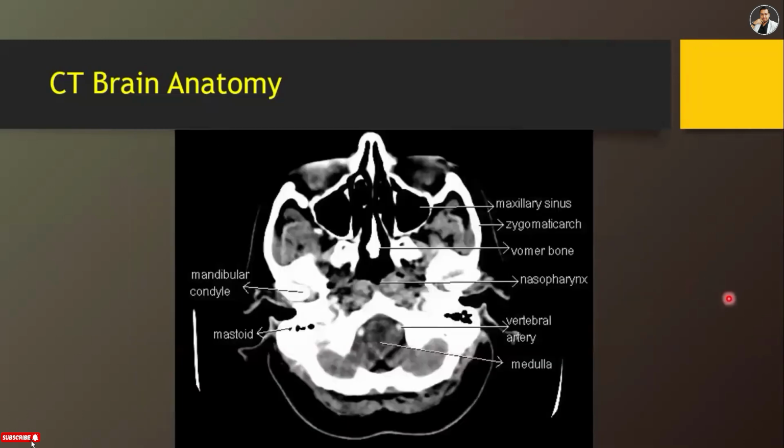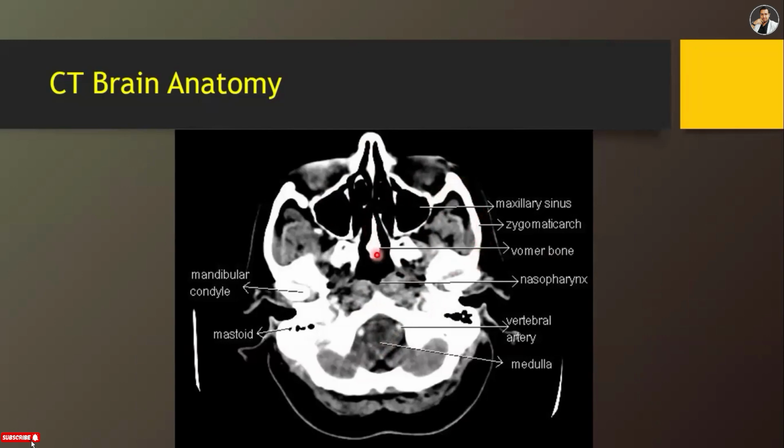We will go to the next slide. Now, we are at the base of the skull. So, we start from this sinus, and here is the medulla. First of all, there are two maxillary sinuses on these two sides. And this is our nasal septum. And this is the zygomatic arch. So, the zygomatic bone next to the maxilla forms the zygomatic arch.